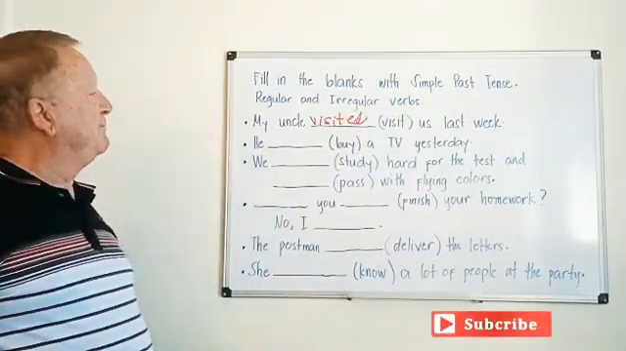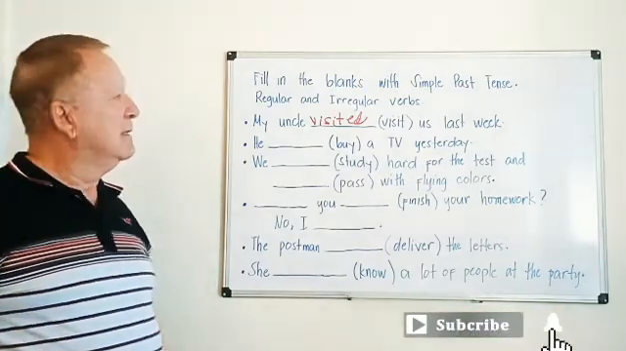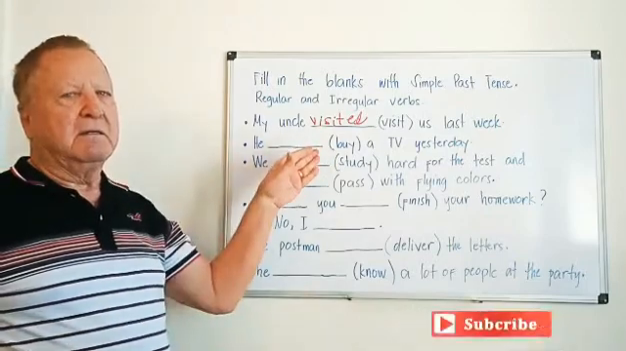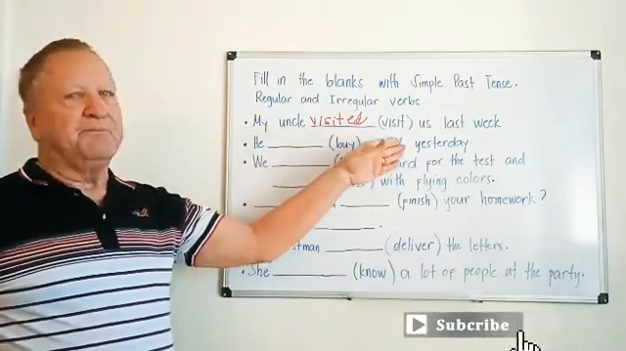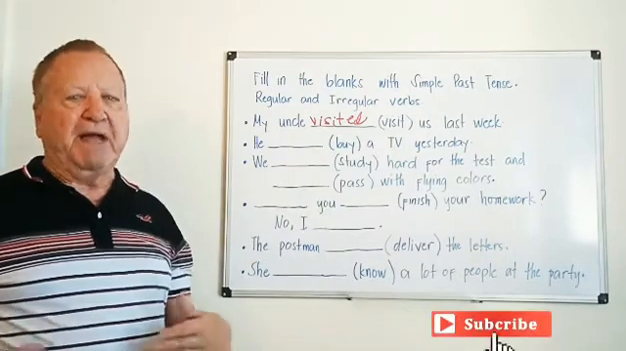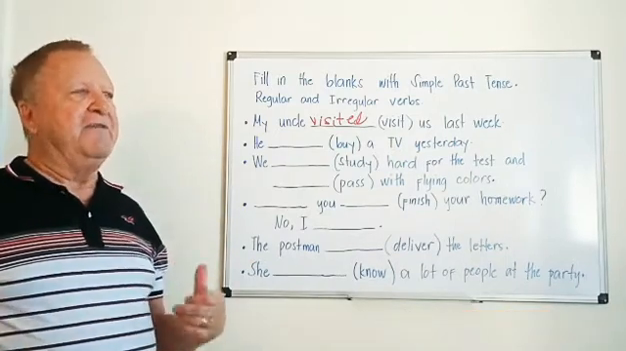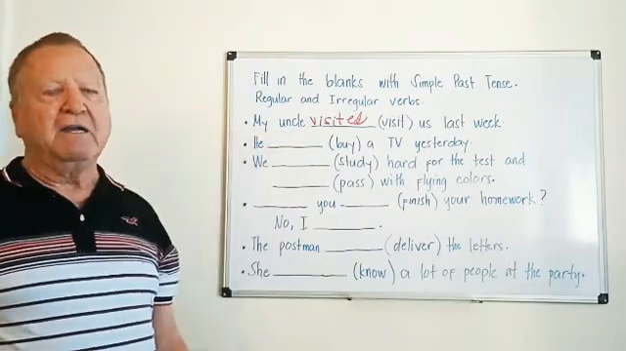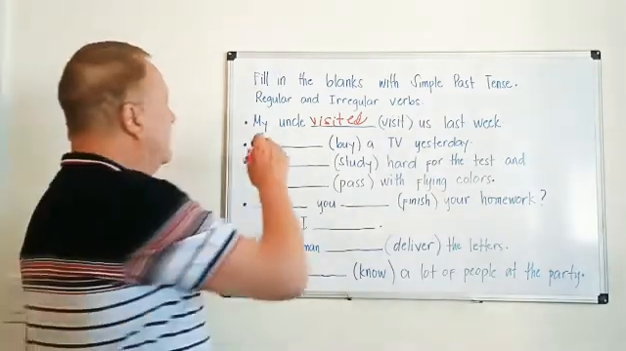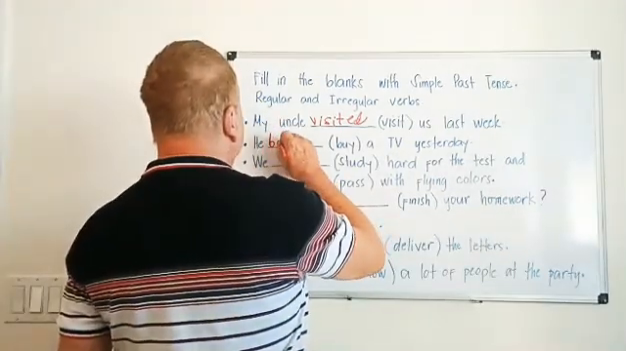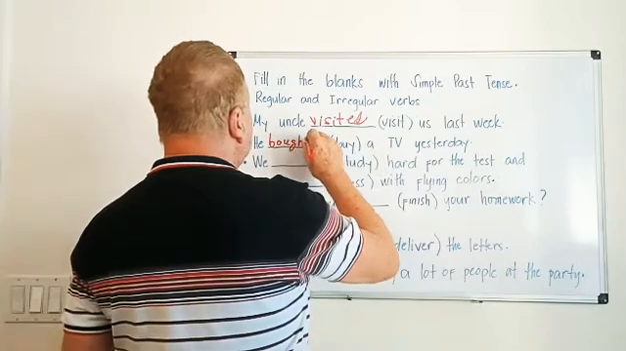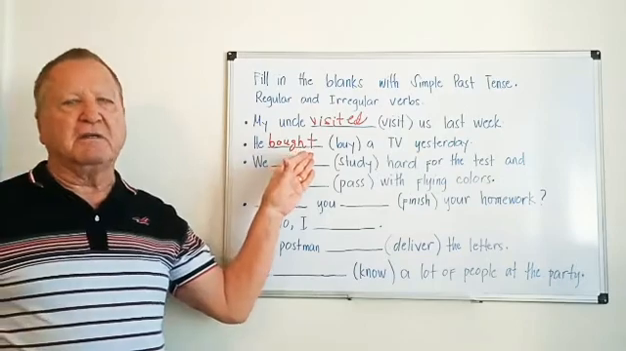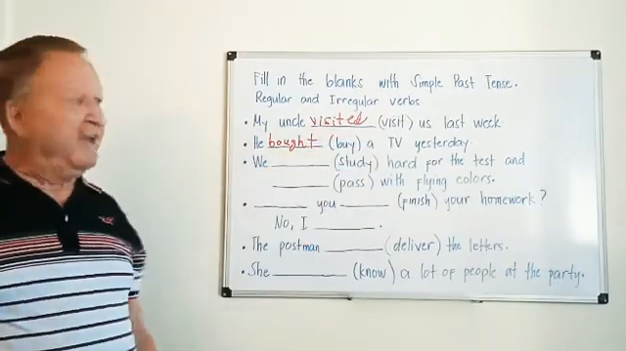The second one, he blank buy a TV yesterday. It's a past tense action, is it not? And the past tense of this irregular verb, buy, does anybody know what that is? I'm sure many of you do. It's bought. He bought a TV yesterday.